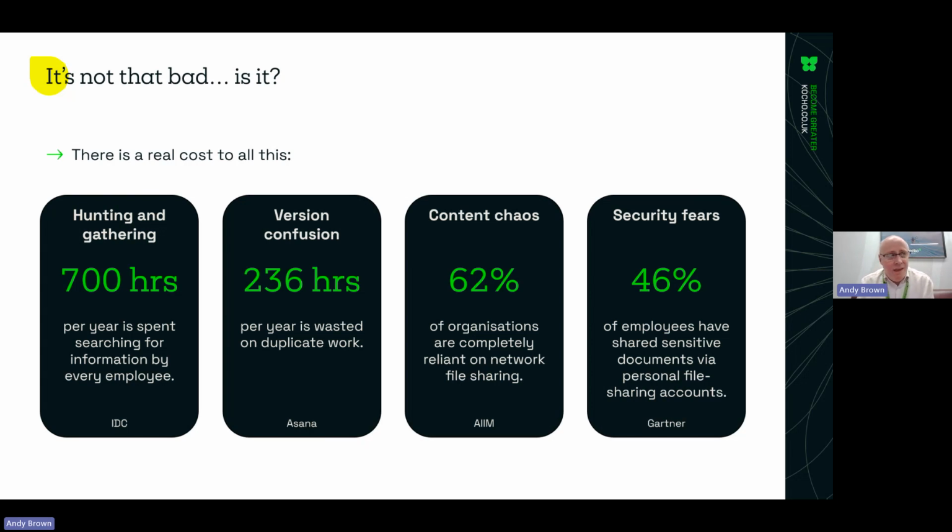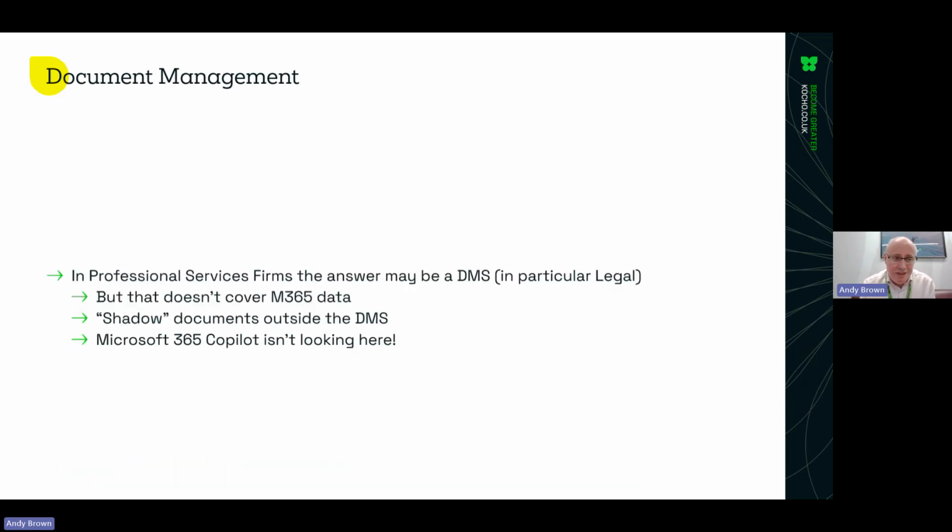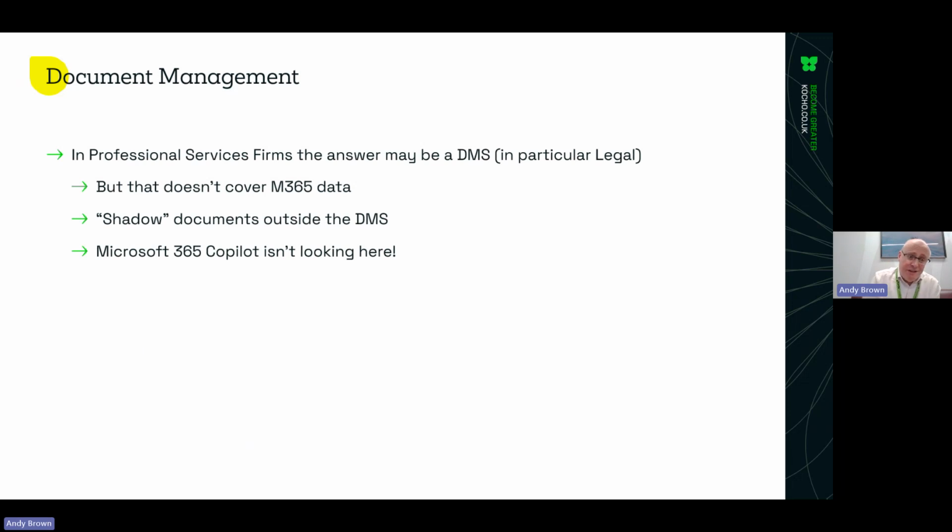If employees don't necessarily know the right way to do things, they sometimes do it the wrong way. And we see all kinds of file sharing going out through the wrong channels, etc. So these are just some of the common metrics that we see out there. But ultimately, the answer to a lot of this is something that has been known about and has been deployed for a long time, the concept of document management. And in professional services firms, in particular legal, the concept of the document management system, DMS, is very much something that has been there for some time.